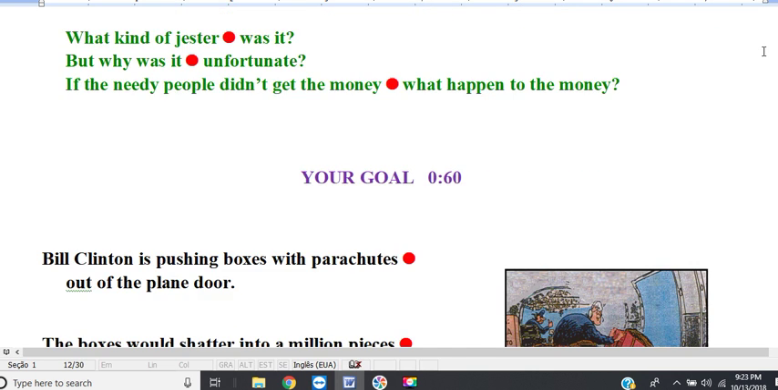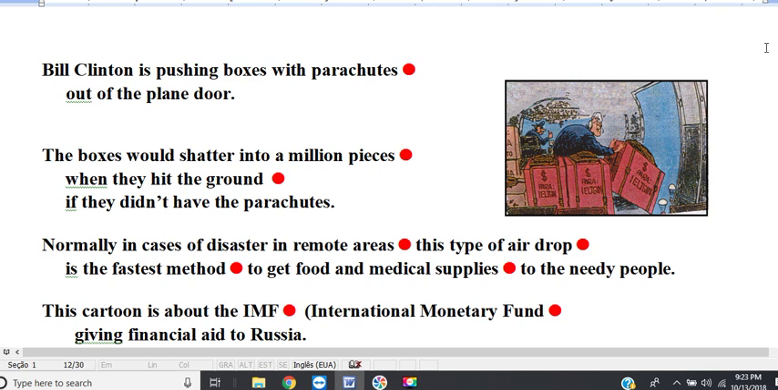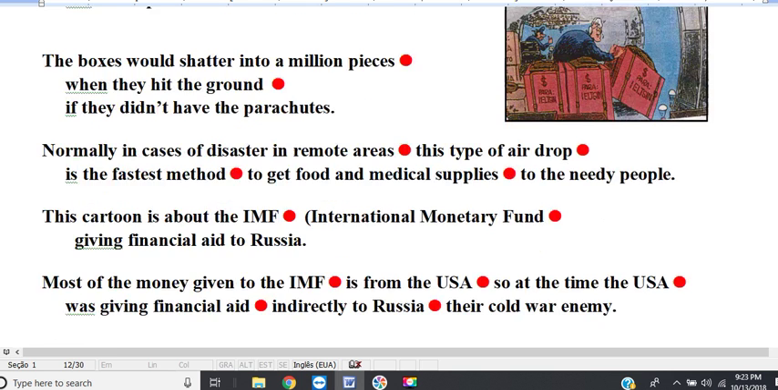Your goal is 60 seconds. Here we go. Bill Clinton is pushing boxes with parachutes out of the plane door. The boxes would shatter into a million pieces when they hit the ground if they didn't use the parachutes. Normally, in cases of disaster in remote areas, this type of airdrop is the fastest method to get food and medical supplies to the needy people.